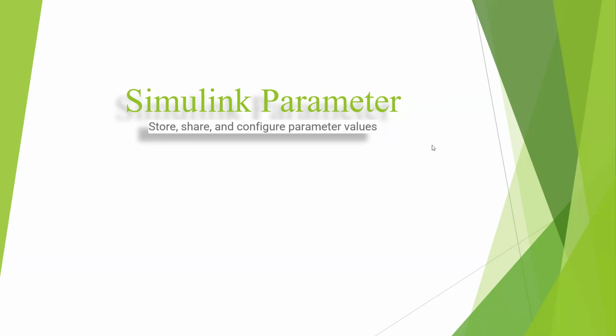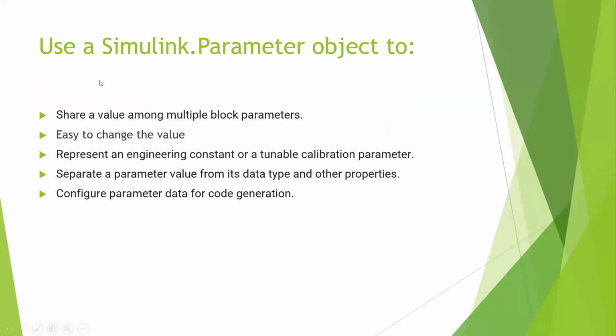So Simulink parameters are used to store, share, and configure the parameter values. That means by using the Simulink parameters, we can share the value among the multiple blocks. Then we can easily change the values of the multiple blocks at the same time instead of going to the particular block and changing the value. So it represents an engineering constant or tunable calibration parameter. It separates a parameter value from its data type and other properties and configures parameter data for the code generation.